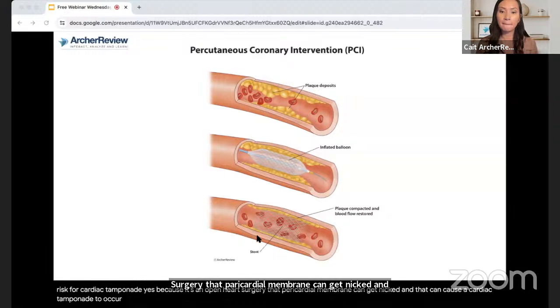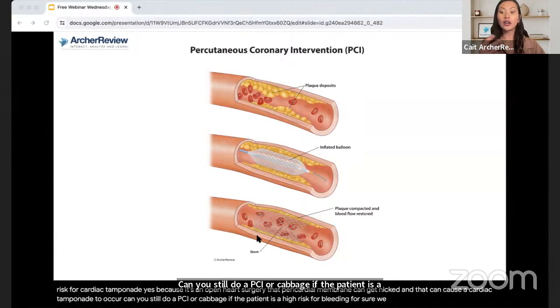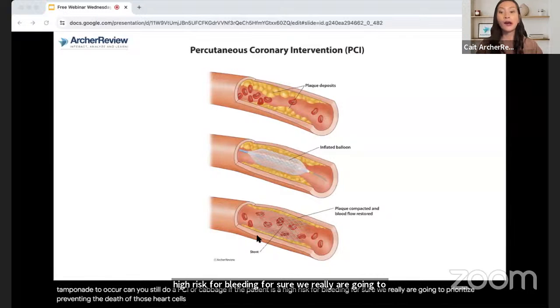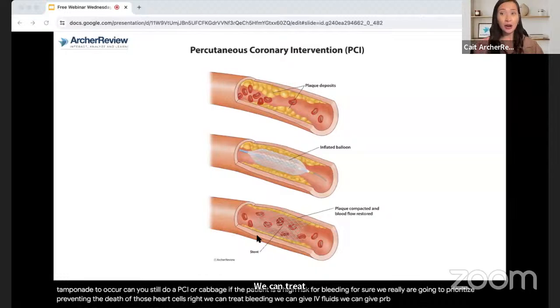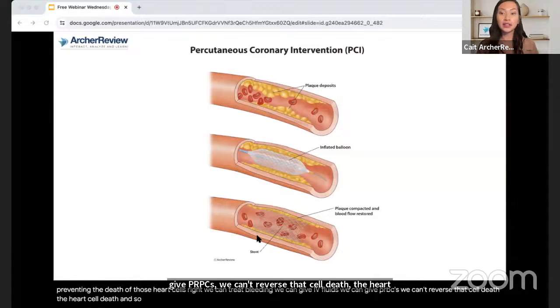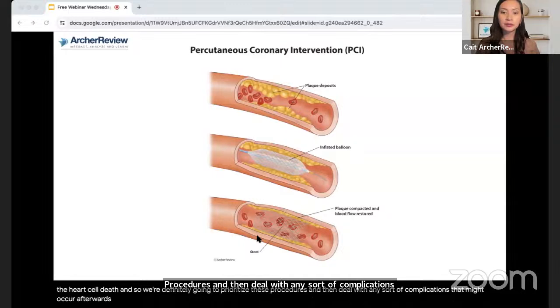Can you still do a PCI or CABG if the patient is a high risk for bleeding? For sure. We really are going to prioritize preventing the death of those heart cells, right? We can treat bleeding. We can give IV fluids. We can give PRBCs. We can't reverse that cell death, the heart cell death. And so we're definitely going to prioritize these procedures and then deal with any sort of complications that might occur afterwards.